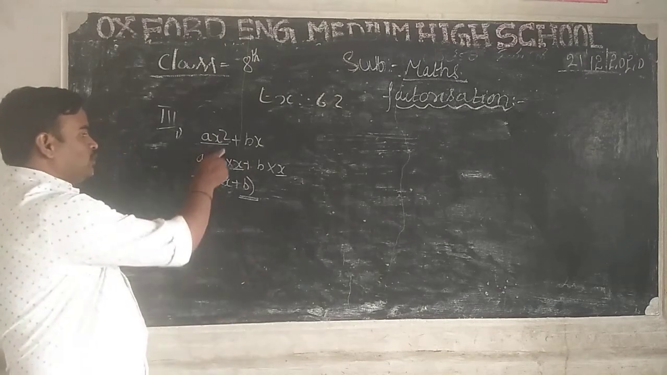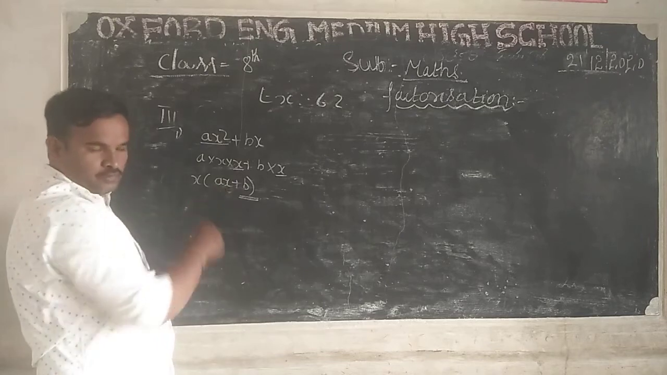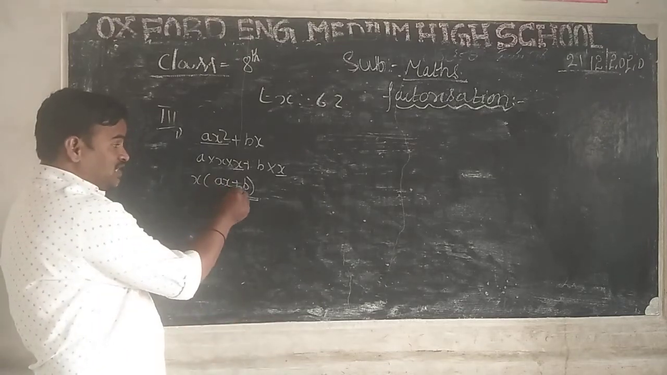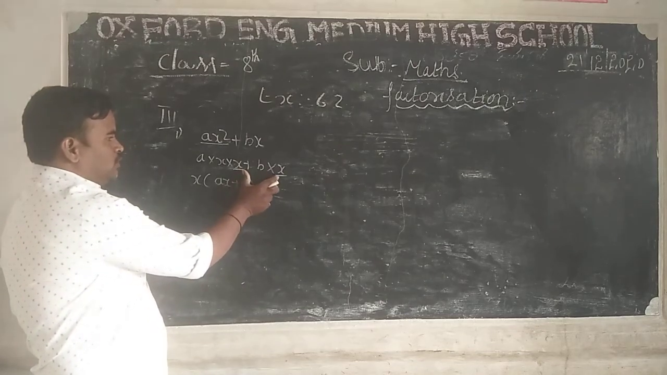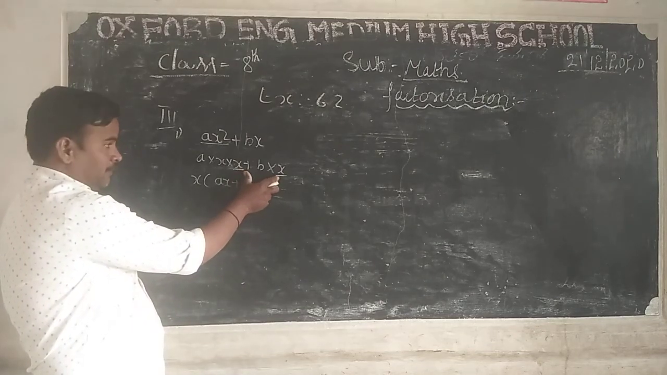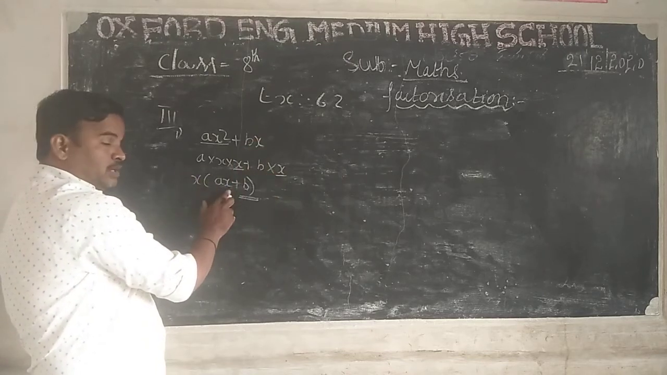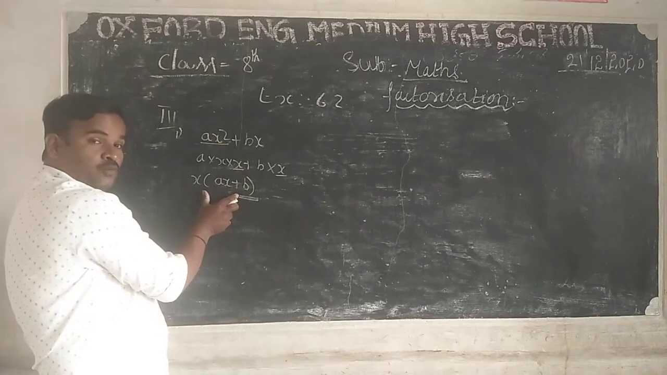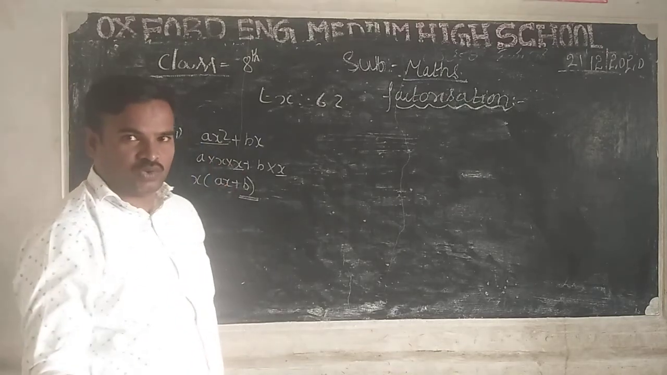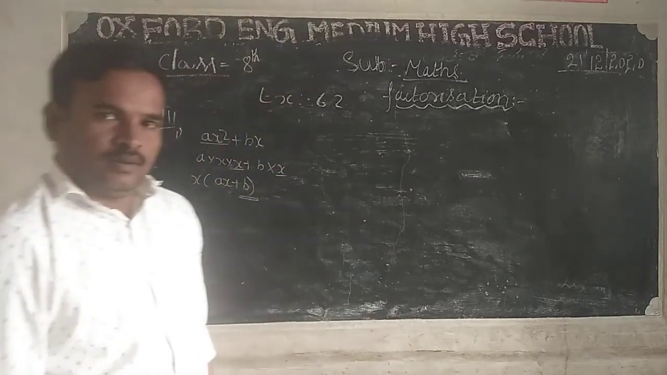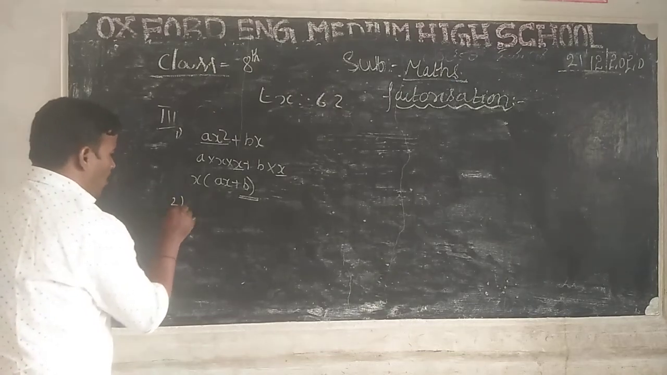So like this we have to factorize. We get the two factors x and ax plus b just by taking the common factor. When we take the common factor, with the remaining factor, we finally obtain two factors of ax square plus bx. Like this we have to do it. Okay, understand? Next, let us move to the second sum.